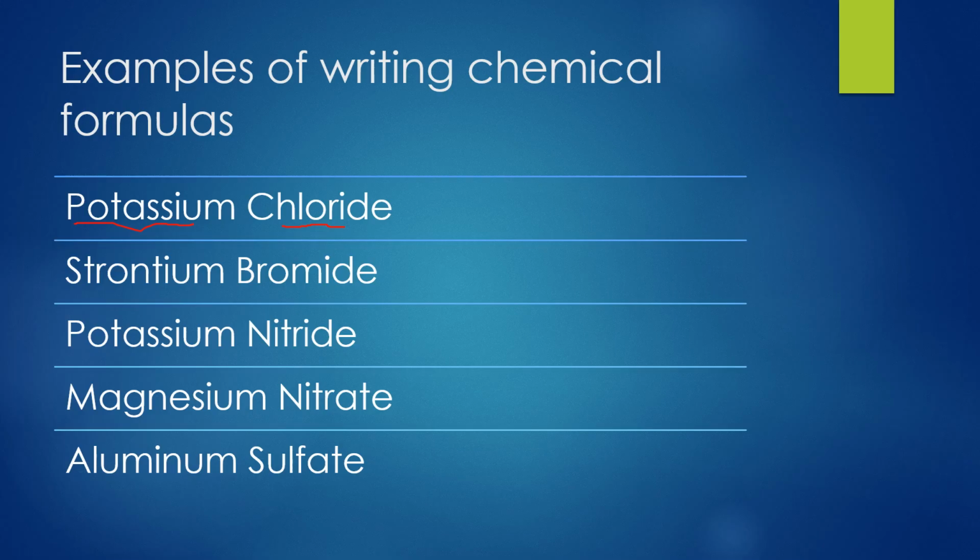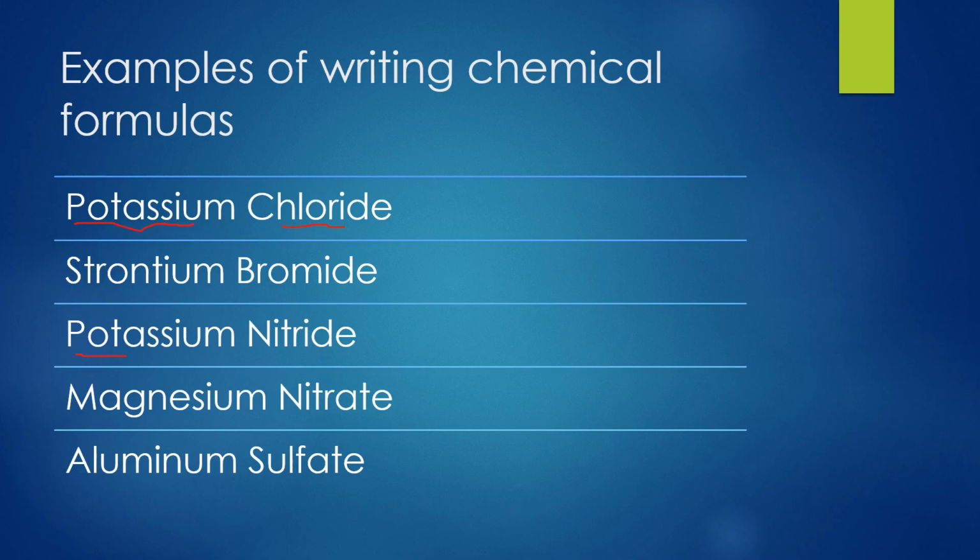The next example, we have strontium bromide. So strontium is an alkaline earth metal with a +2 charge. And bromine is a halogen. It's bromine with just the IDE ending. So that's a -1 charge.